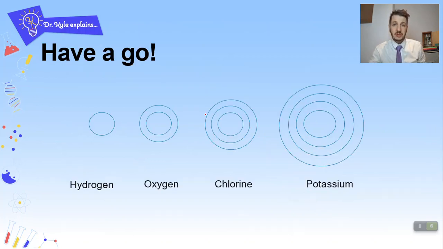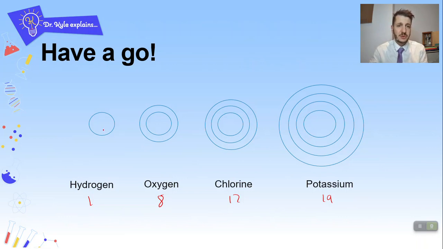Okay, so I'd like you to have a go now. So what I'm going to do is I've got hydrogen, oxygen, chlorine and potassium down here. So the proton number for hydrogen is 1, oxygen is 8, chlorine is 17, and the atomic number for potassium is 19. So draw in your shells. Write down hydrogen, oxygen, chlorine and potassium and their atomic numbers, and then I'd like you, using the rules that we've just gone through, to draw in the electronic configurations for all of these. Pause the video now and have a go.